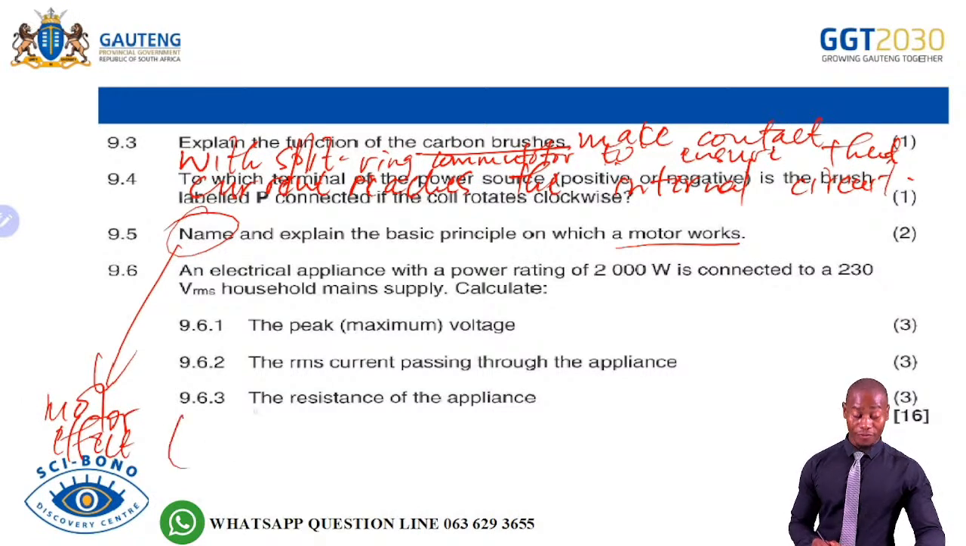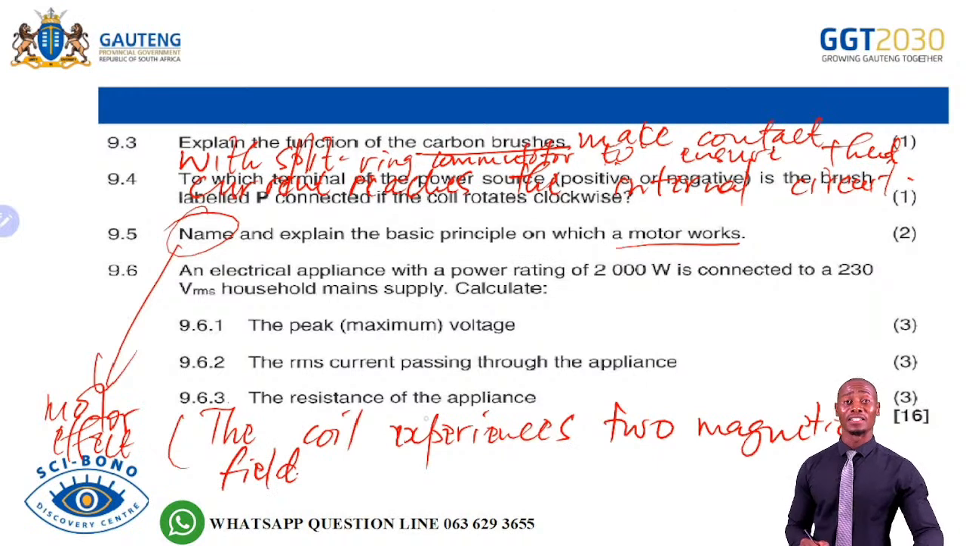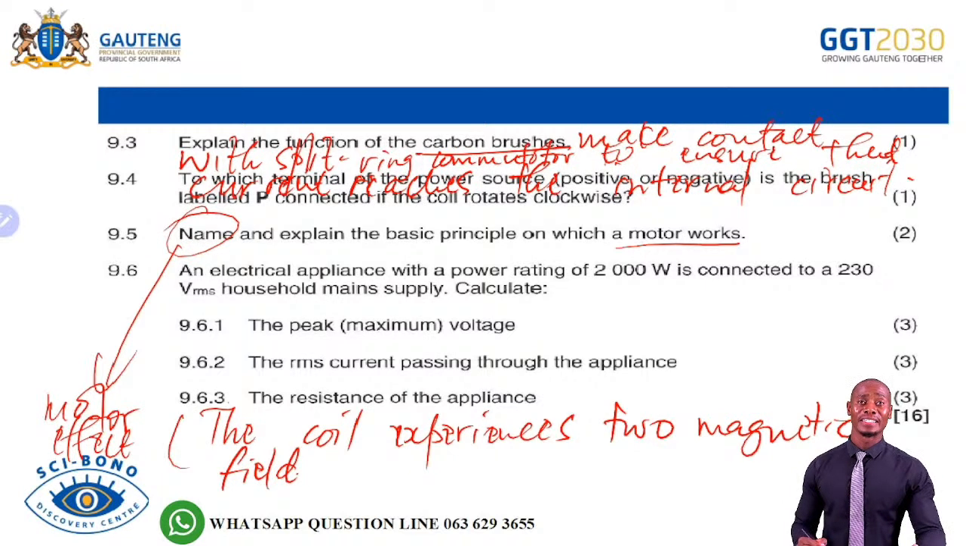Okay. Motor effect, the coil. Now I'm explaining. The coil experiences two magnetic fields. Why am I saying it experiences two magnetic fields? Remember, there is a magnetic field due to the magnets, right? So there's also a magnetic field due to current in a coil, right?